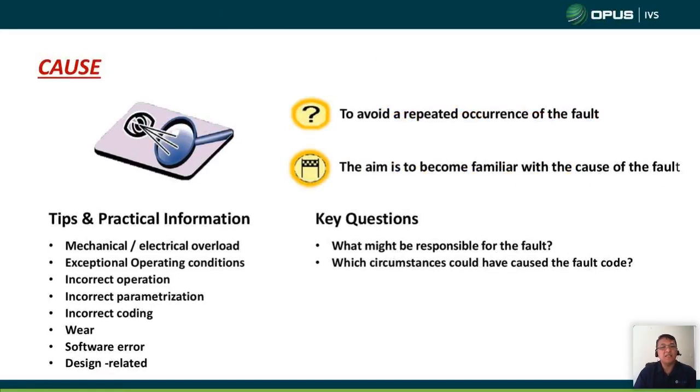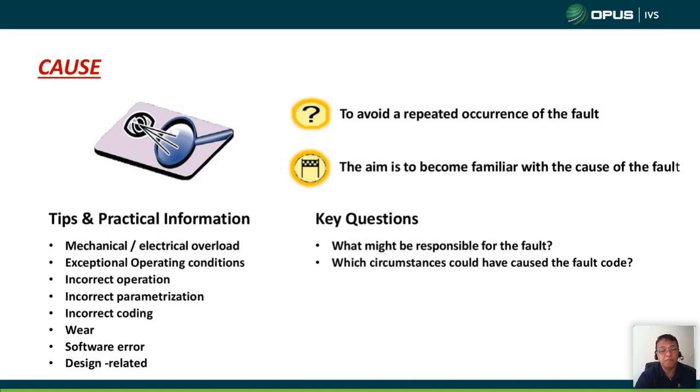The next C is the cause. To avoid a repeated occurrence of the fault, that's the main objective: to become familiar with the cause of the fault, because in some cases we know the complaint, but we don't know the cause. For example, a blown fuse.